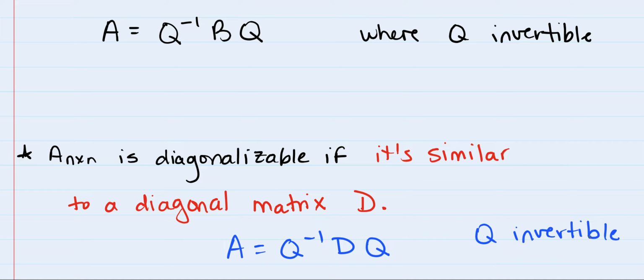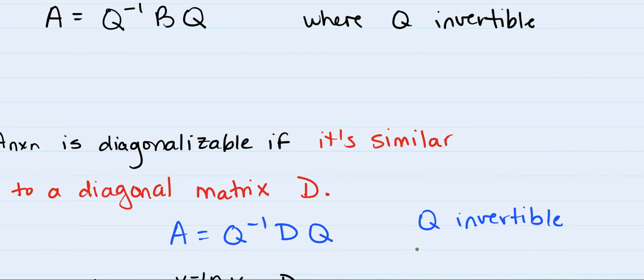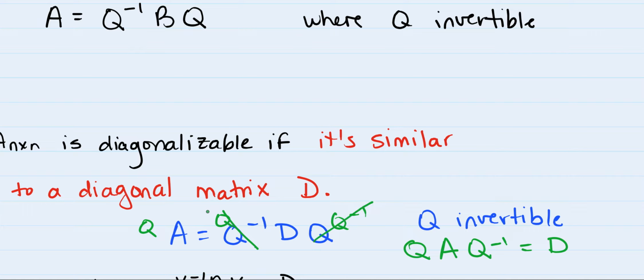I actually prefer this because it looks just like similar matrices, but your book actually moves these matrices over to the left. So notice that you can say that this is Q A Q inverse is equal to D. If I multiply the right side by Q, so if I put a Q here, a Q here, those will cancel. And if I put a Q inverse here, that'll cancel. So it's the same thing as saying that Q A Q inverse is equal to D.